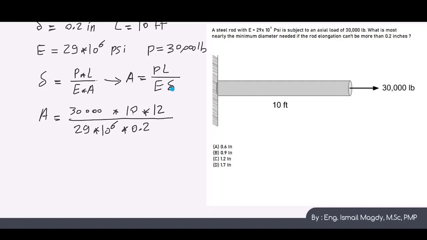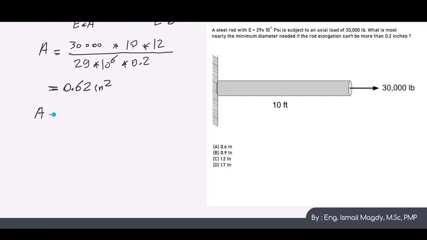It's very important again to make sure that all units are consistent. Here the Young's modulus is 29 multiplied by 10 power 6 psi. Psi is pounds per square inch, and we have the force in pounds, and we converted the length to inches also, and we have the elongation in inches. So based on that, we will get the area in square inches. So this is 0.62 square inch.